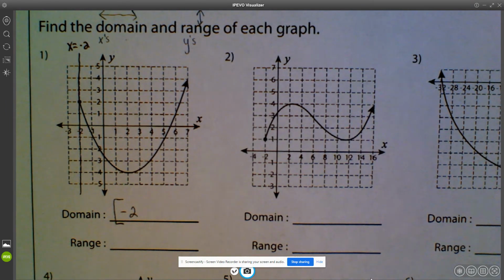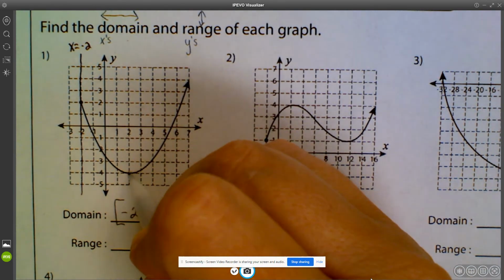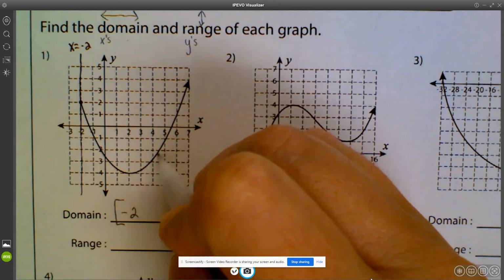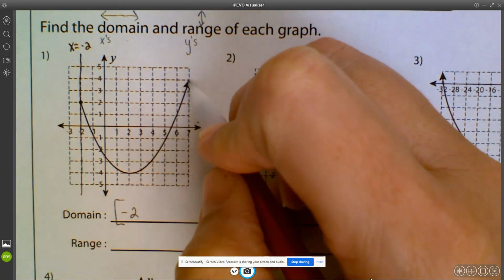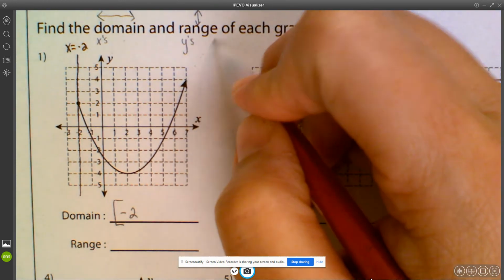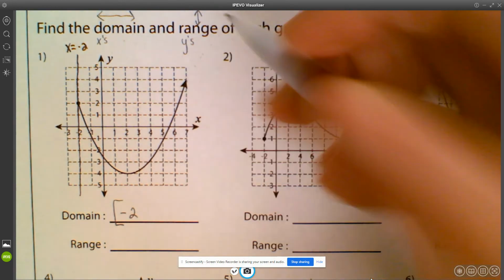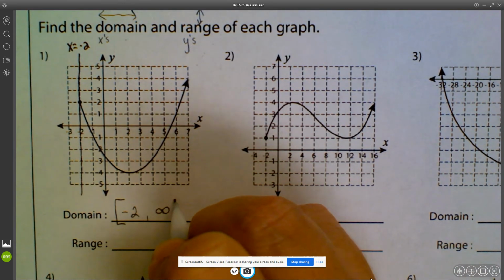All right, how far to the right does this graph go? Well, x equals 1, x equals 2, 3, 4, 5, 6, 7. But see that arrow? That arrow says I'm going to go to 8, 9, 10, 11, and on forever. So this one's going to go to infinity.